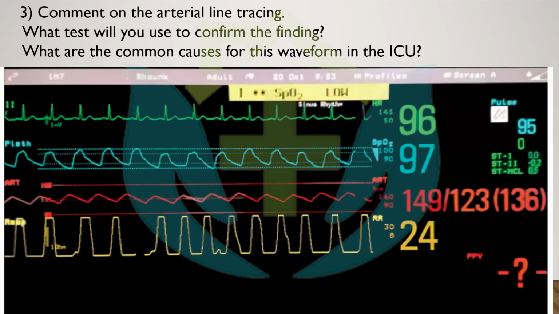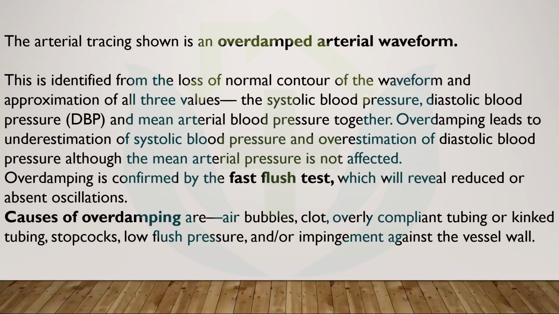Next, comment on the arterial line. What test will you confirm for this finding? What are the common causes of these waveforms in the ICU? Most of you got this correct. This is a dampened, overdamped arterial waveform. The test you will do is the fast flush test. And what are the causes of it? Air bubble, clot, overly compliant tubing, kinked tubing, stopcocks, low flush pressures, catheter against the vessel wall.